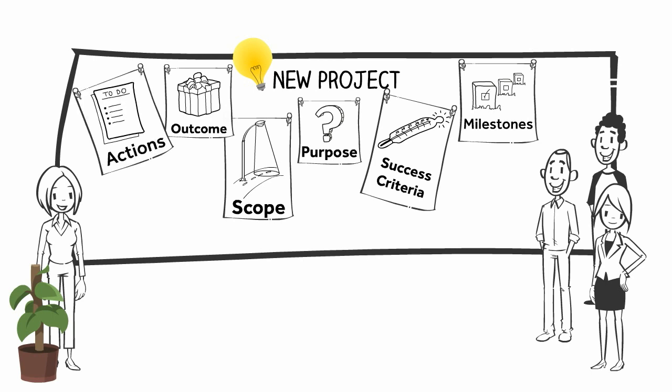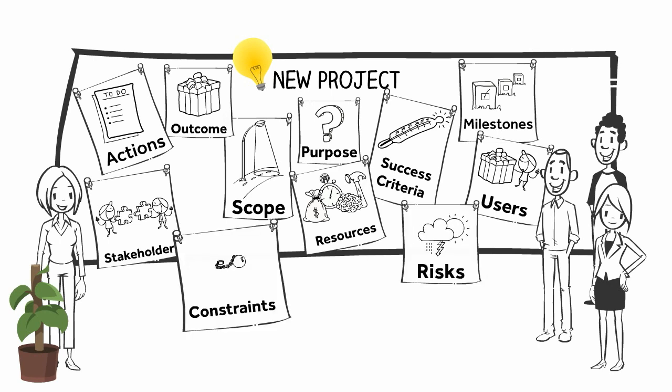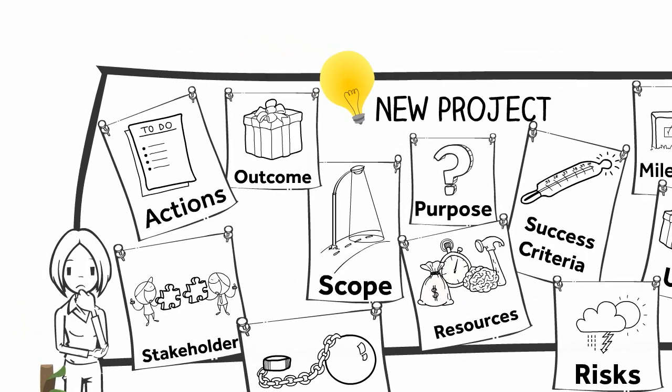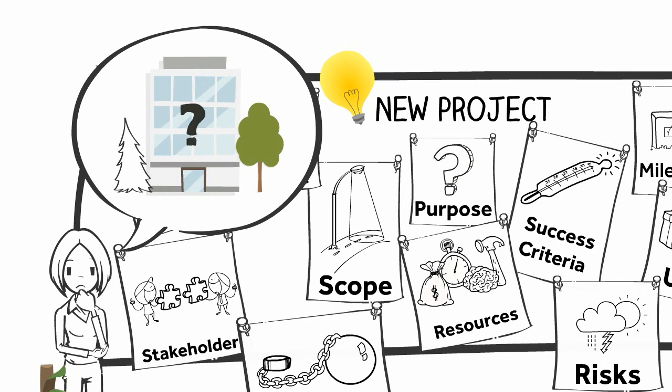Along the way, they should define which actions need to be done, which resources are available, and establish good collaboration with stakeholders. They must remember the needs of the end users, and finally, consider risks and constraints that may affect the project. After all this work, there is a new challenge for Jane. How can she involve the rest of the organization?